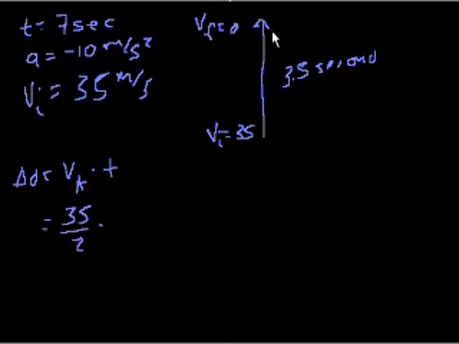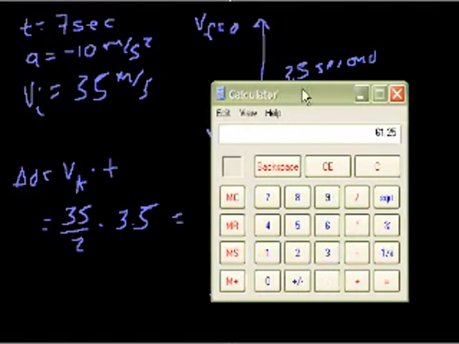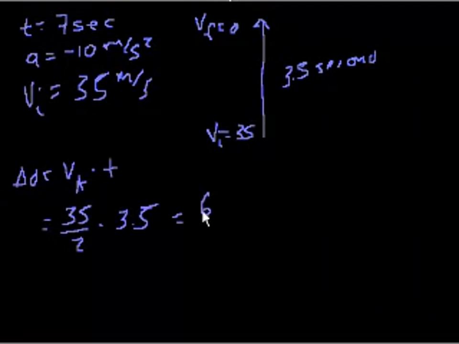And then what's the time? 3.5 seconds. And I could use my trusty calculator provided by Windows. 35 divided by 2 times 3.5 is equal to 61.25 meters. 61.25 meters.